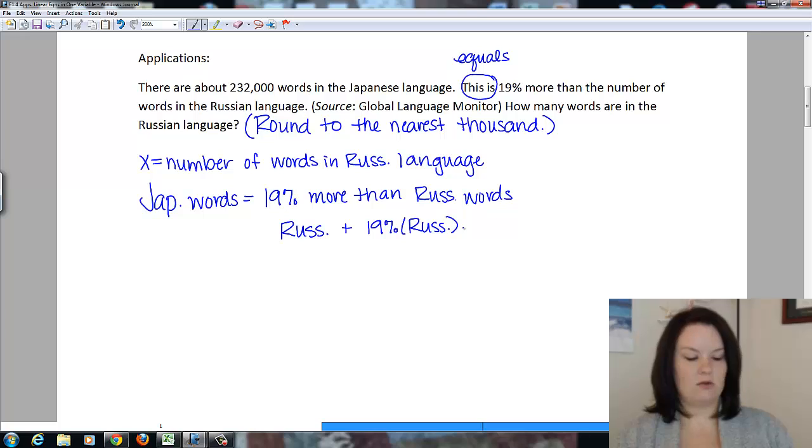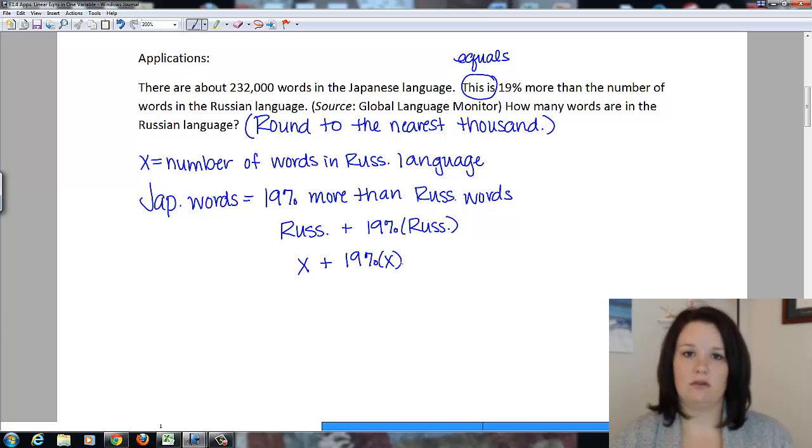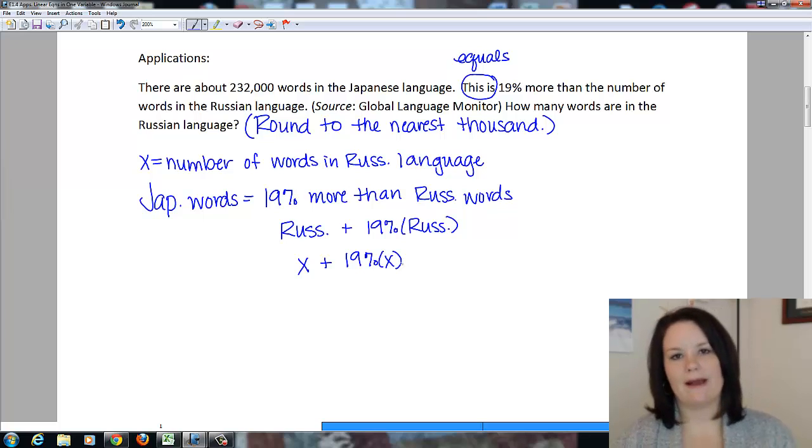Now, we don't have a word for the Russian words, right? Or we don't have a value, so we called it X. So I'm going to go ahead and just put X in here. So what we're saying is we're going to take X and we're going to add 19% of X back to itself. Okay. Anytime we deal with percents, we don't want to leave it as a percent. We want to write it as a decimal so we can do it nicely in our calculator.